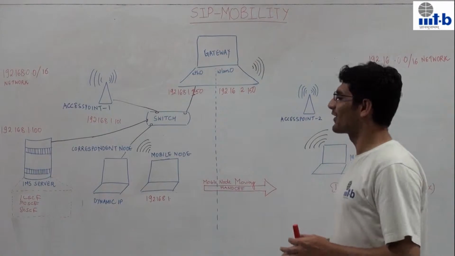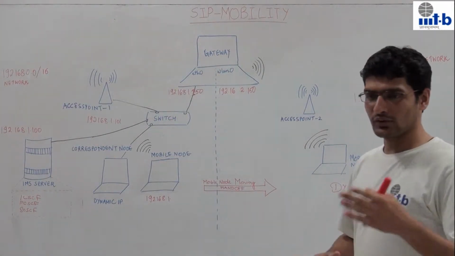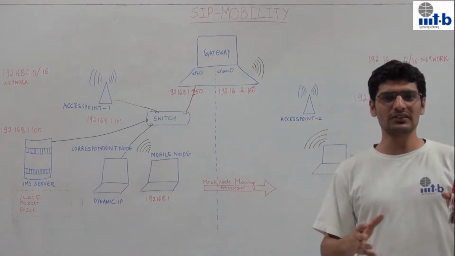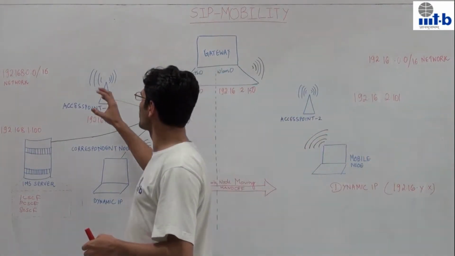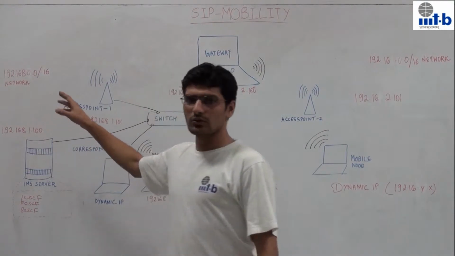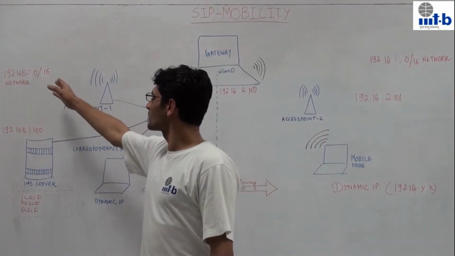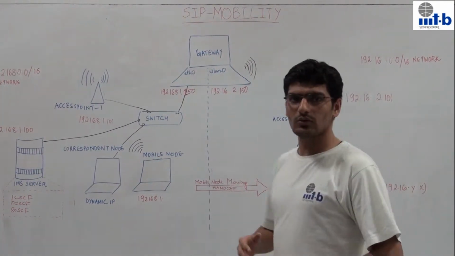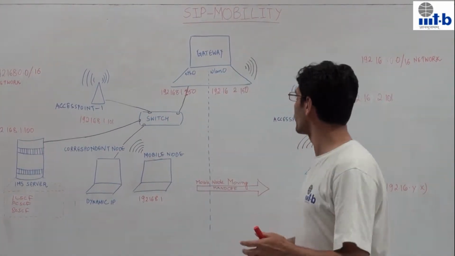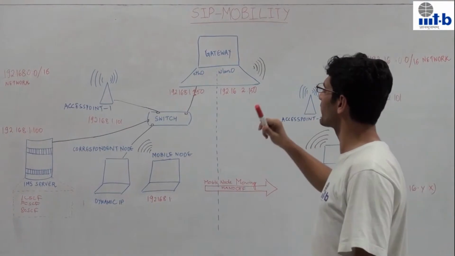Hello friends, today we are going to present SIP mobility. For this we need two subnets. Subnets are basically a part of a network, and the subnets we are using are 192.168.0.0/16, which is also called CIDR 16, and another network, 192.16.0.0/16, again CIDR 16.